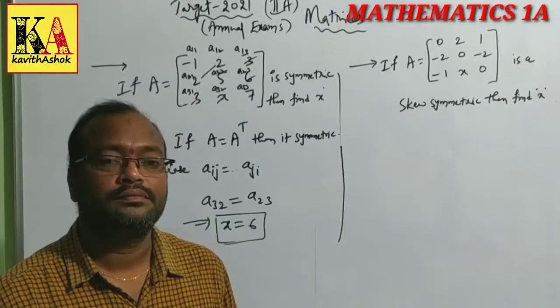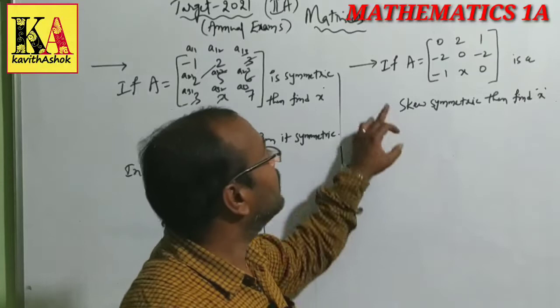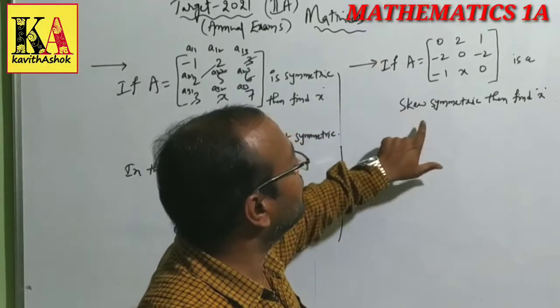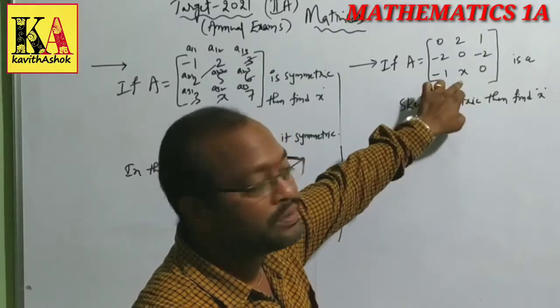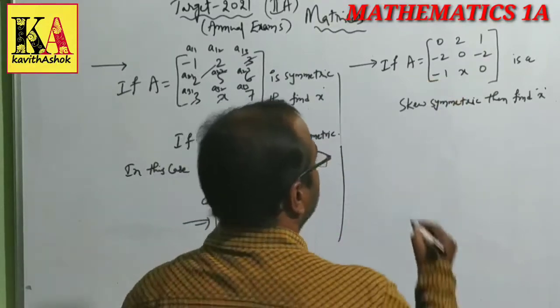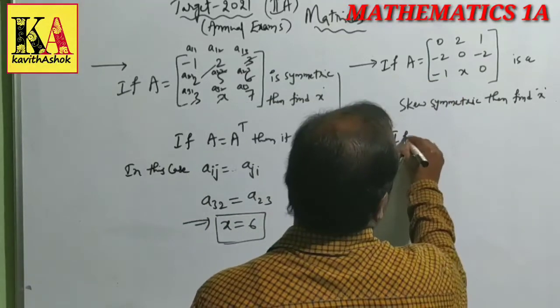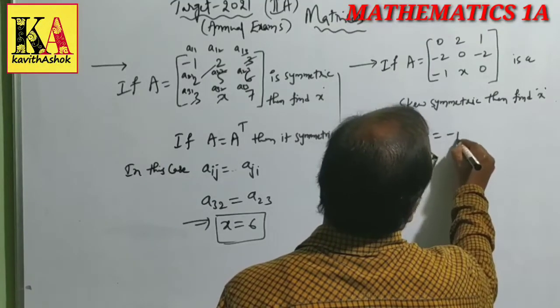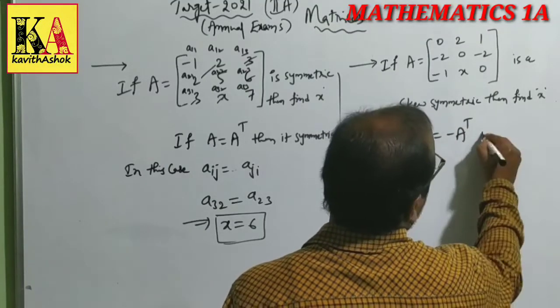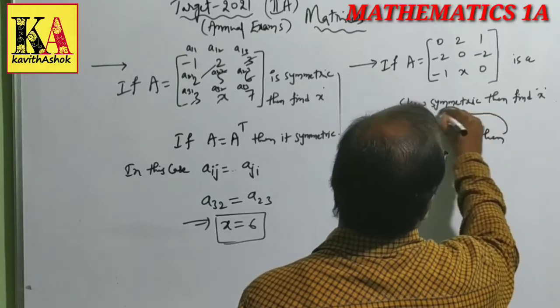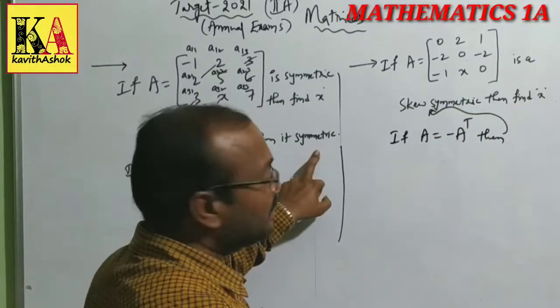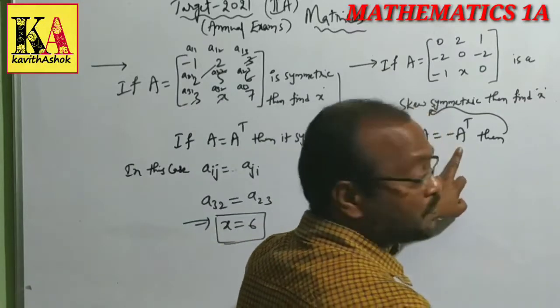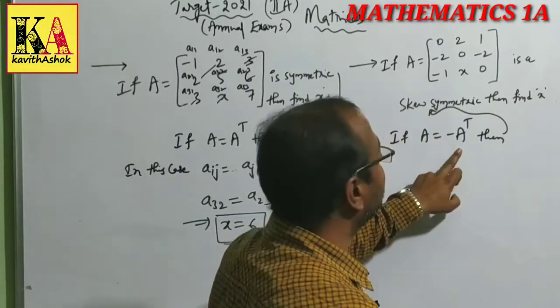Next, here the matrix is given and he says that the matrix is a skew symmetric matrix. Then we want to find the value of X. If A is equal to minus A transpose, then it is a skew symmetric matrix. If A is equal to A transpose, that is symmetric. If A is equal to minus A transpose, then it will be a skew symmetric matrix.